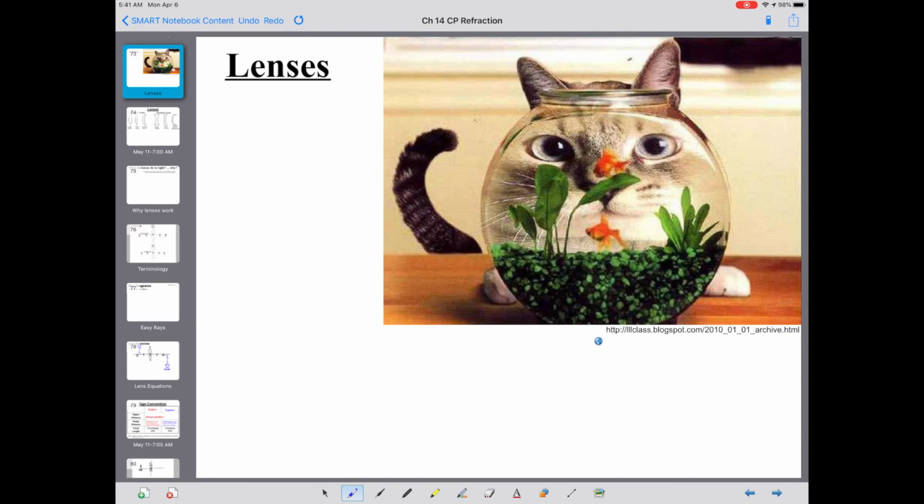Now, I want you to think about a lens, whether that be in eyeglasses or anytime you have seen a lens. We want to define a lens, but we want to define it in terms of the characteristics of what it is. So think about the shape. Think about what makes a lens a lens.